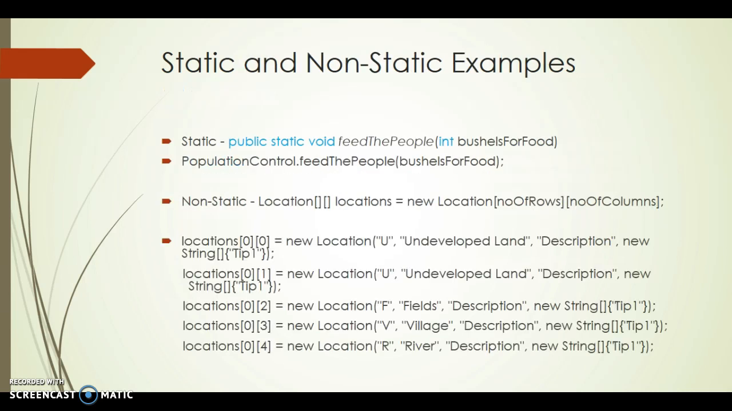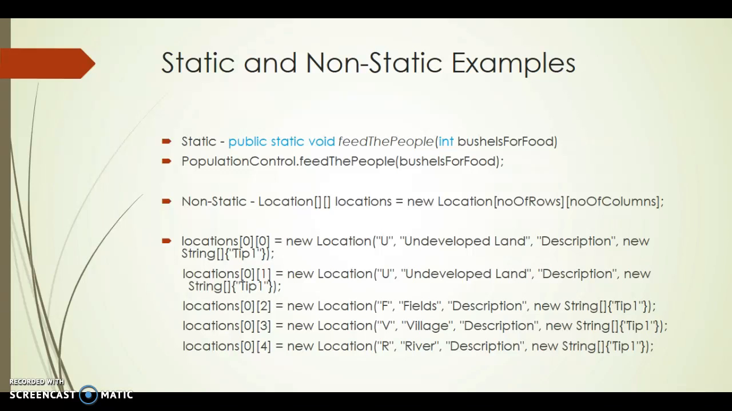Here is an example from my code. For the static, in my population control class, I have the static method of feed the people. When I call it from my feed the people view, I call the method by using the population control class, feed the people method, and bushels for food parameters.